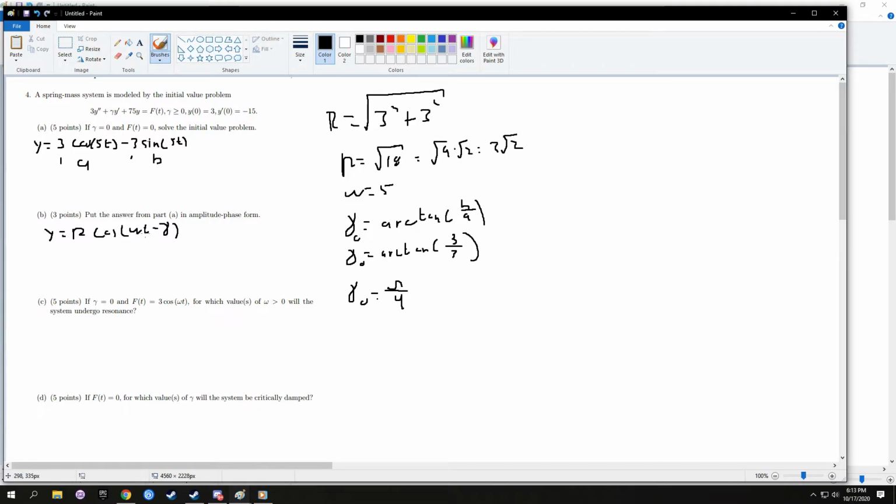And these are radians too. So if you had delta in degrees, it'll screw everything up, so make sure you're always in radians. So why is this not the answer? Well, I'll tell you why. I'm going to draw a little graph right here.